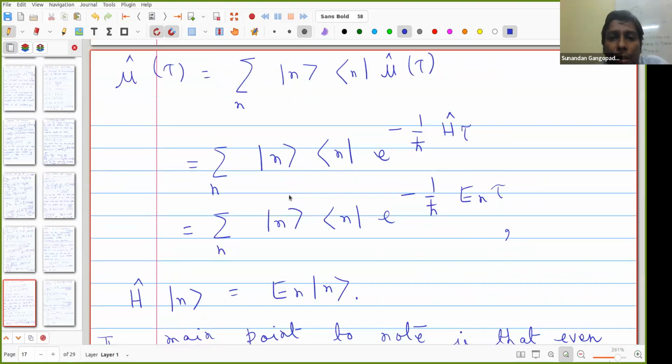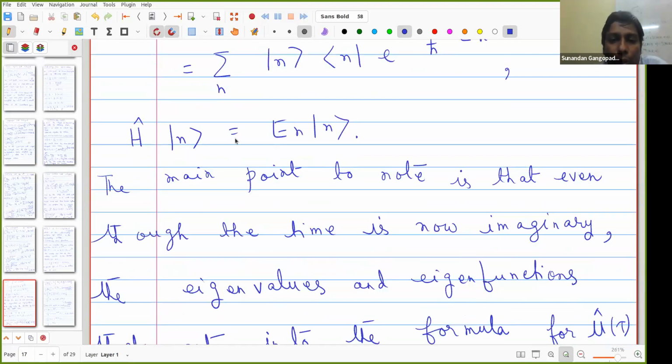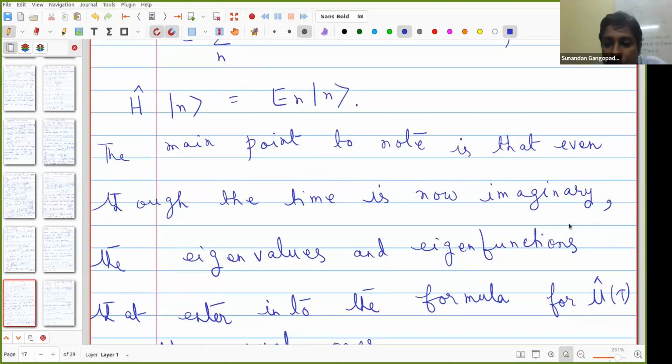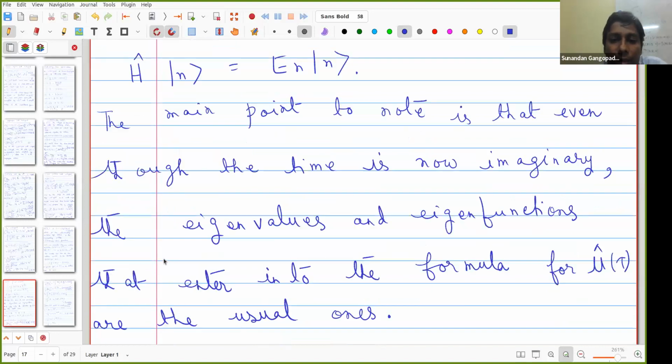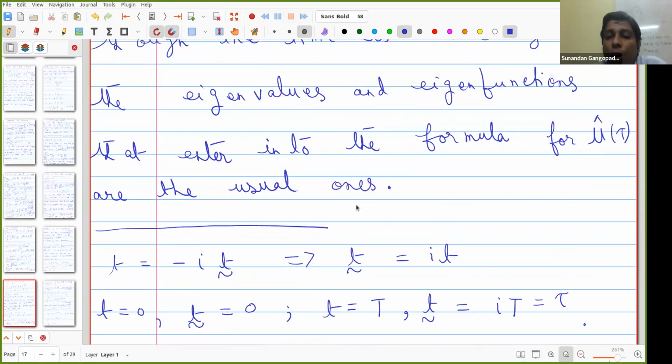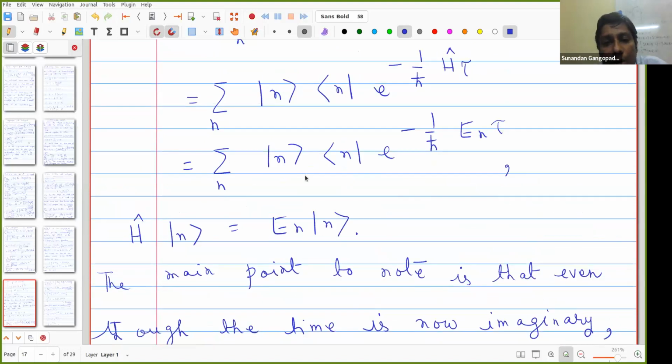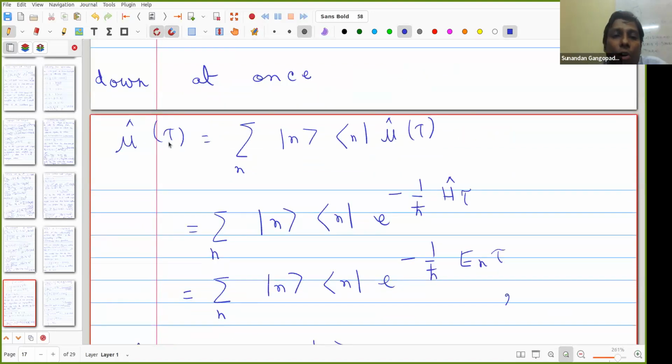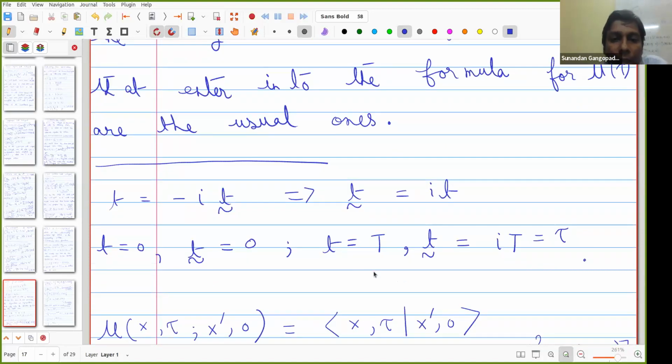The main point from this short exercise is the following. Even though the time is now imaginary, so we have rotated the real time axis, the eigenvalues and eigenfunctions that enter into the formula for U hat(tau) are the usual ones. The same kets |n>, which are the eigenstates of the time independent Hamiltonian, and the eigenvalues of the time independent Hamiltonian H hat, which are E_n, those same things enter the formula for this new time evolution operator. So this is something important.